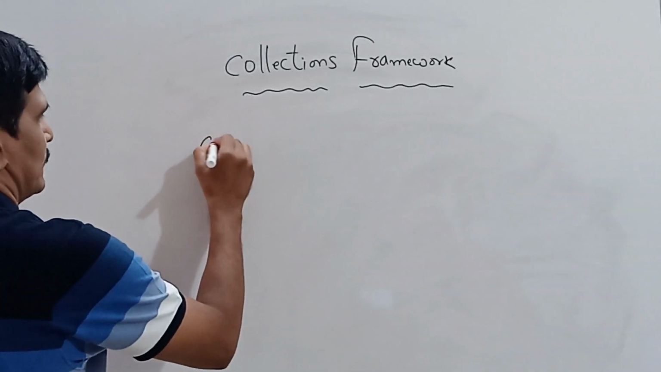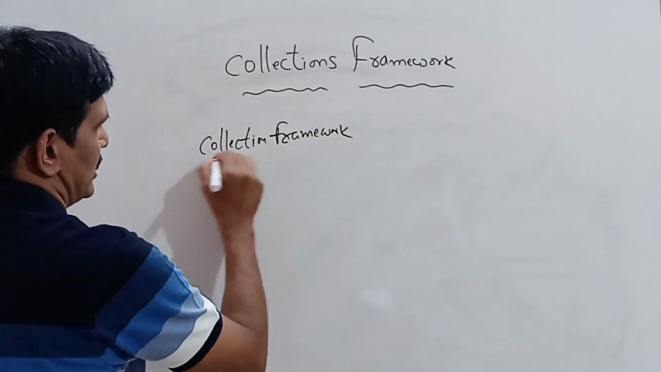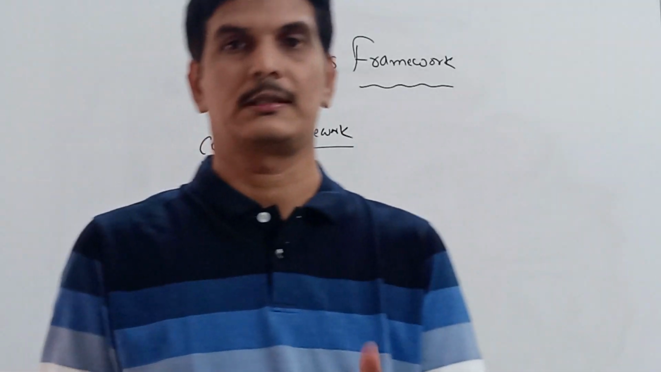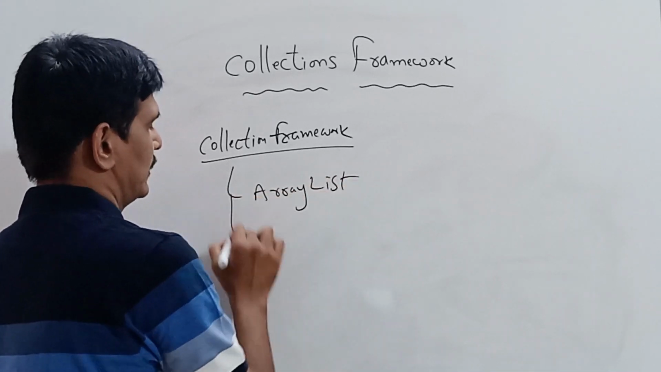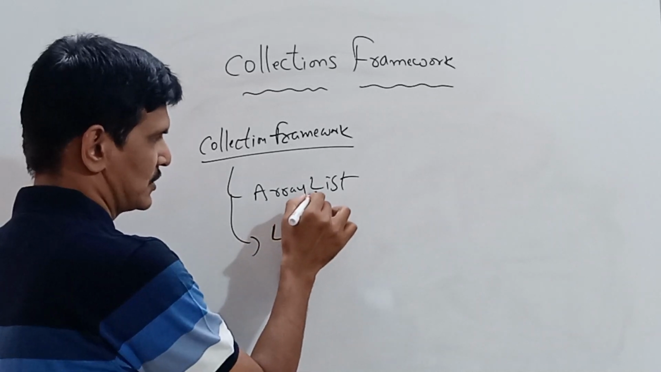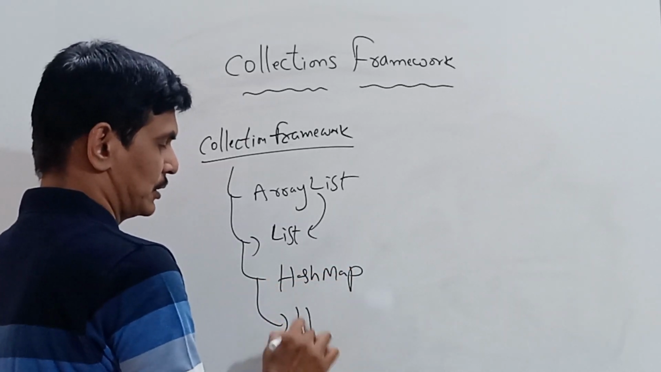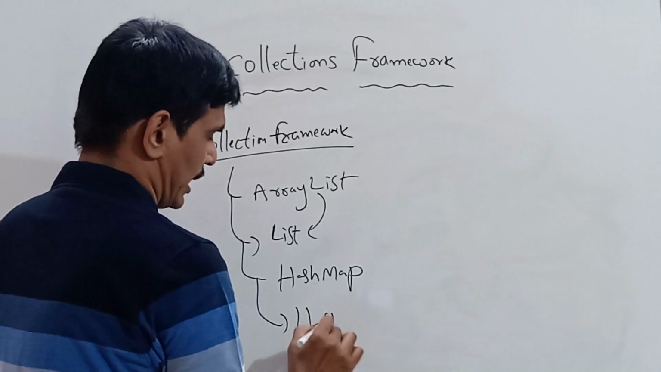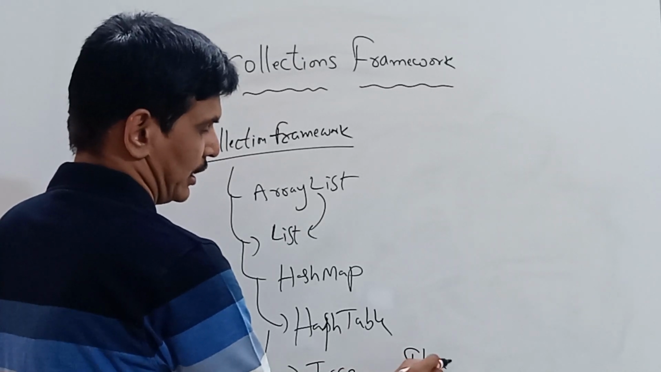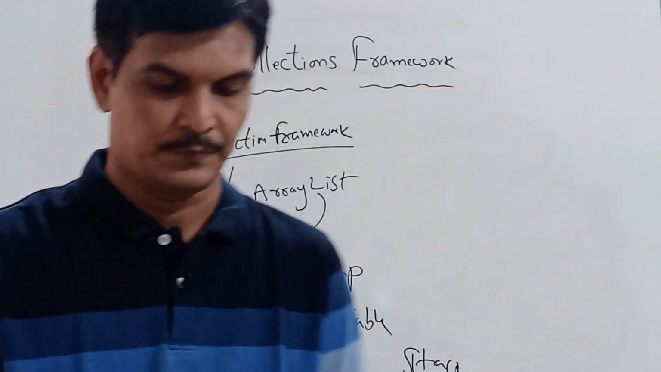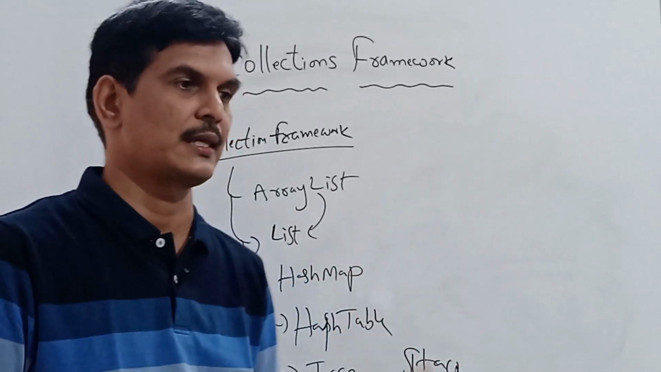In the collection framework, Java has provided a number of classes and interfaces. We have ArrayList, and List, which is also an interface; ArrayList is derived from List. We have HashMap, Hashtable, Tree, Stack, and so on. There are so many classes and interfaces available. By using all these types, we can store a group of elements in a single entity.